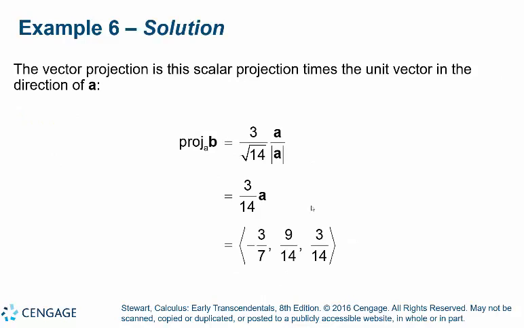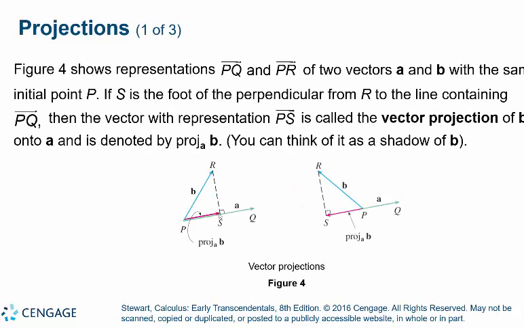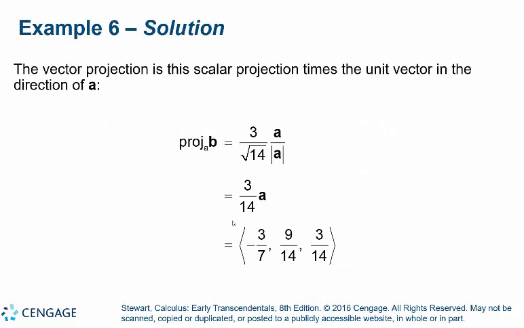Next, we're going to find the vector projection. So basically what we want to do is find what this vector right here is. How would we define it? Well, the vector projection is the scalar projection times the unit vector in the direction of A. So the projection of B onto A is equal to 3 divided by the square root of 14 times A over the magnitude of A.